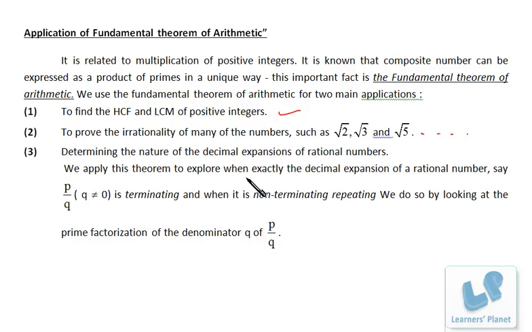Now we apply this theorem to explore when exactly the decimal expansion of a rational number, say p by q, where q should not be equal to 0, is terminating, or whether it is non-terminating repeating, right? We do so by looking at the prime factorization of the denominator q of p by q, right? So these are the main applications of the fundamental theorem of arithmetic which I described over here. It will be clear to you once we do the problems, right?